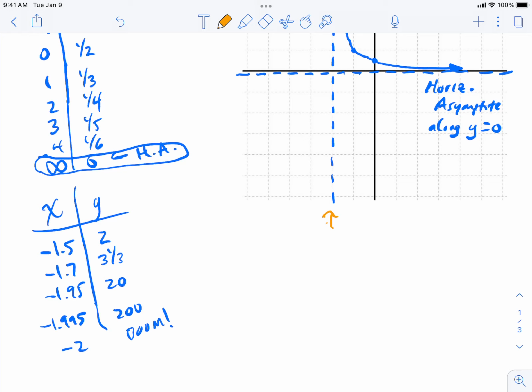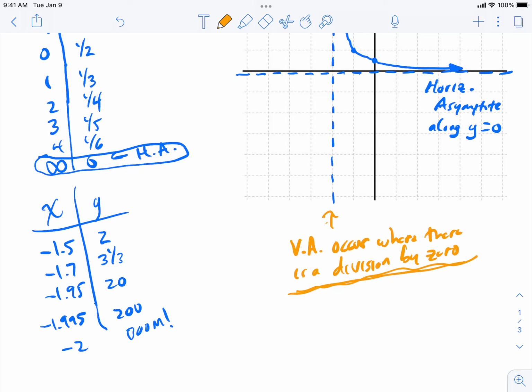Right. Anyway, vertical asymptotes occur where there is a division by 0. And when I say where, we're always talking about x coordinates when we say where, right? Where tells you the x coordinate. Anyway, I don't know any exceptions to this, so I'm going to say it's a law of life. Vertical asymptotes occur where there is a division by 0.